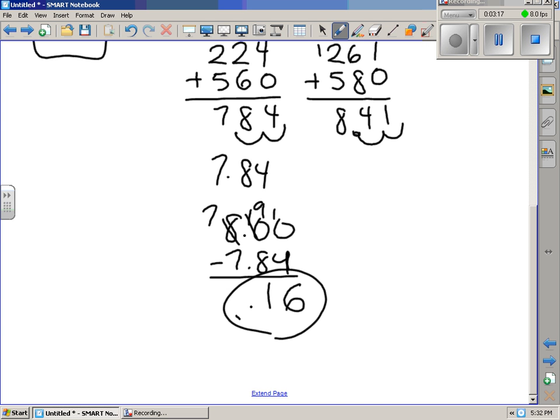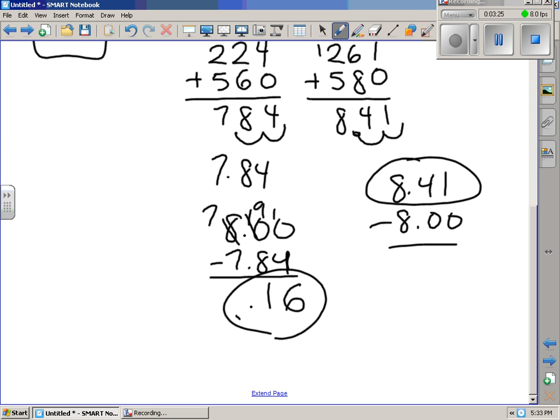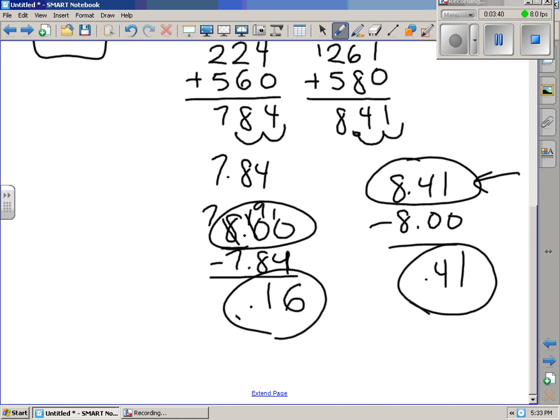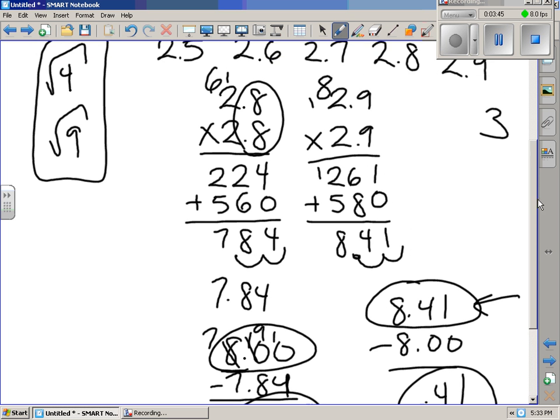Let's come over here and let's subtract 8 from 8.41. You always put the larger number on top when you're subtracting. So here I put the 8 on the top. And over here, when I was finding the difference between 8.41 and 8, I put 8.41 on top because it's the larger number. So 1 minus 0 is 1, 4 minus 0 is 4, and we get a difference of 41 cents. So the better estimate here is 2.8.